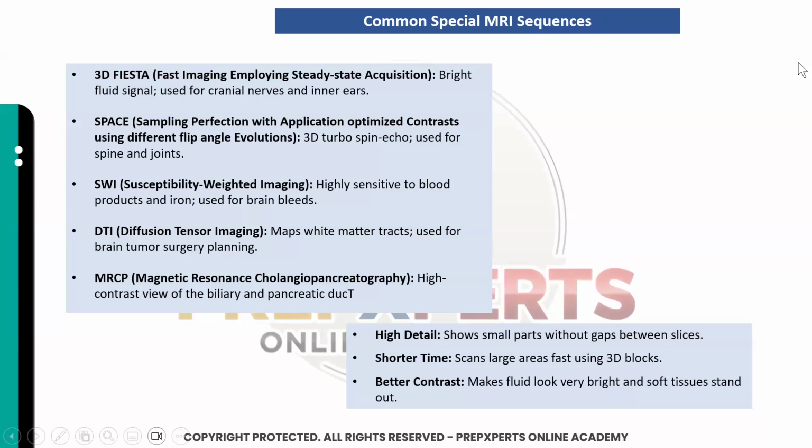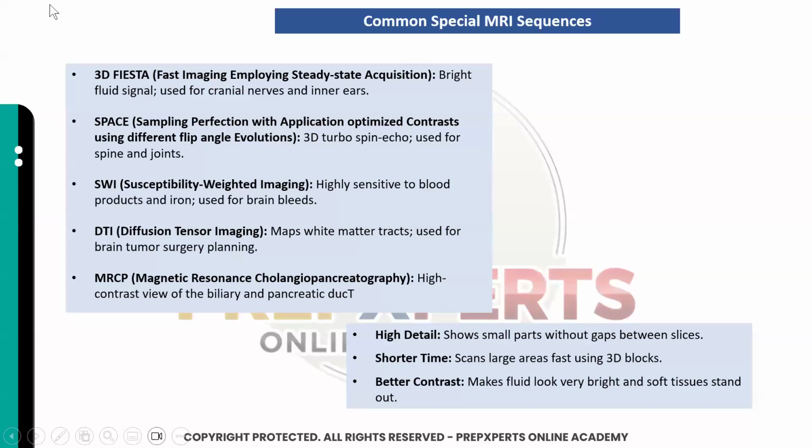And what is the importance of these sequences is that these are small parts in all the disease, and you can reconstruct from that. So this also offers better contrast as well.